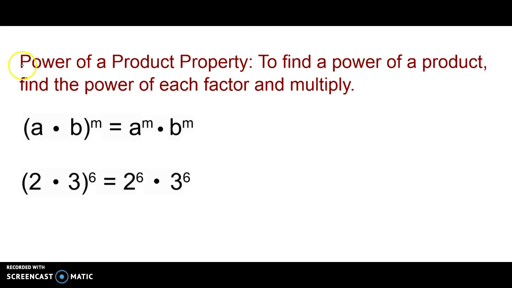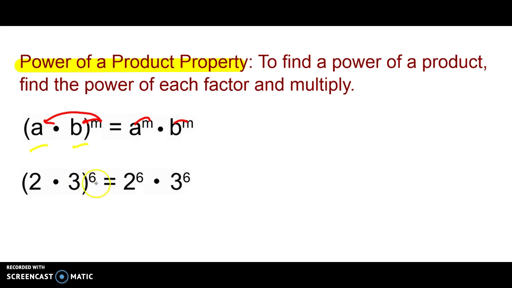Now, the last one is a power of a product property. The power of a product property tells me that I want to find the power of each factor and then multiply. For example, if I have a times b raised to the m power, that's the same thing as taking a to the m and b to the m, or you may think of it as distributing that m to each one. Now this only works if you're multiplying the bases, so be sure that you're doing that. If it's addition, it's different.